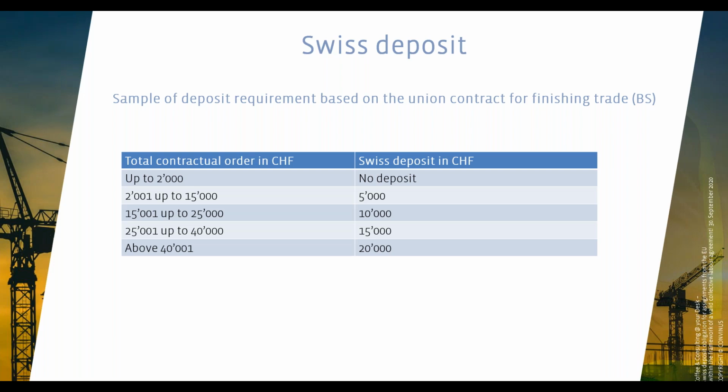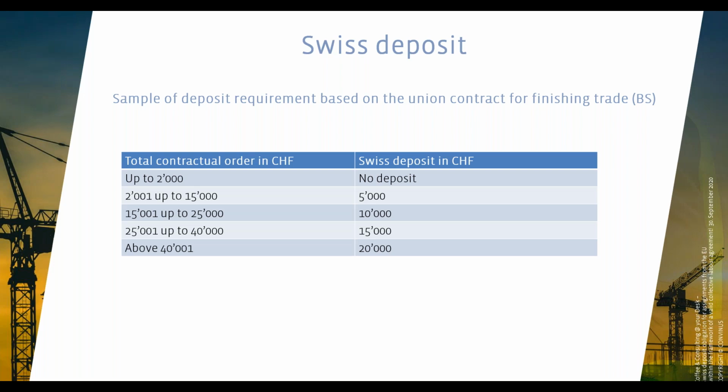As I said before in the sample, in case the contractual order is for 60,000 or 100,000, still the deposit is only 20,000. Also, the contractual order amount you have to consider is for material as well as for any work hours in the order. So both together. The authority wants to see the invoice and would like to see the total amount the Swiss company will pay to the company abroad.